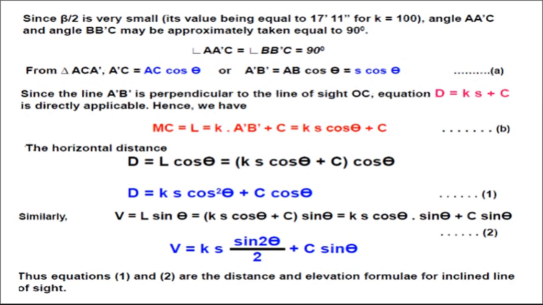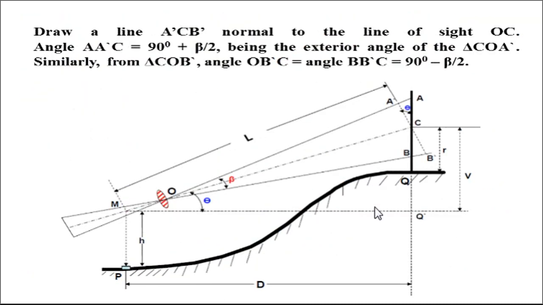Again we will see from the figure. Elevation of Q is equal to elevation of staff station plus this H, again plus V minus R. By doing these additions and subtractions we can find the elevation of this point Q.